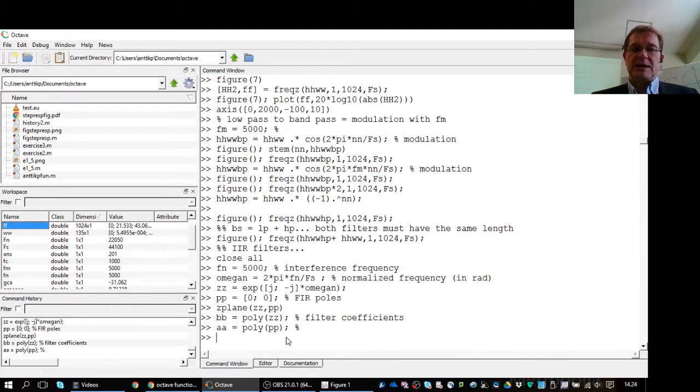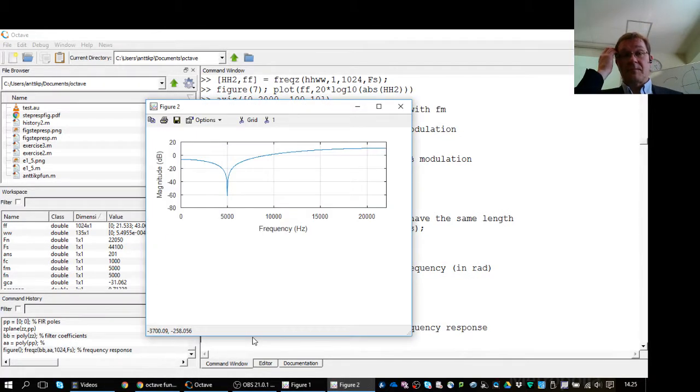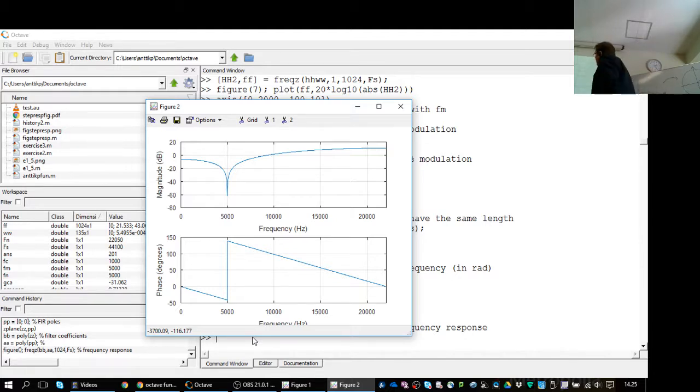Okay, and now we can actually calculate the frequency response on a new figure. Ha! There you go. So evidently it actually does some good attenuation at 5 kilohertz, but it has awful passband characteristics. So now we actually put the poles in here.